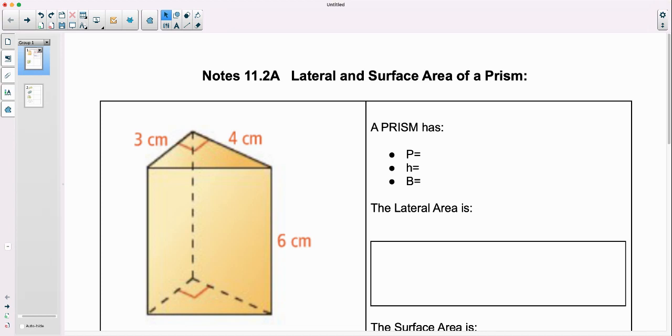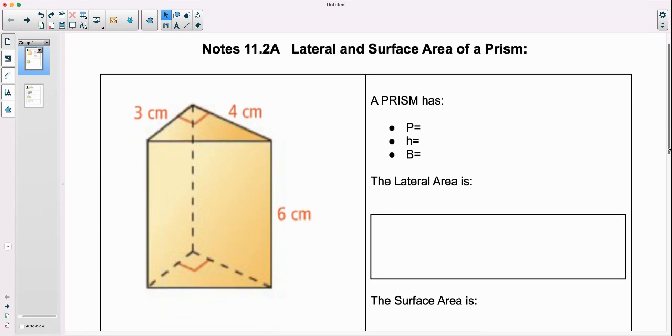All right, geometry, this video will go over notes for 11.2a. We're in a new chapter now. The first half of the chapter is surface area, and the second half is volume. So today we're going to talk about what lateral and surface area are. So the first thing is just getting some vocab out of the way.